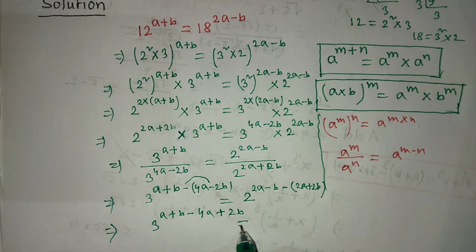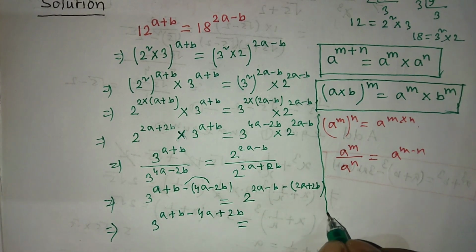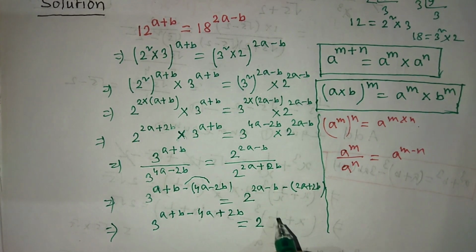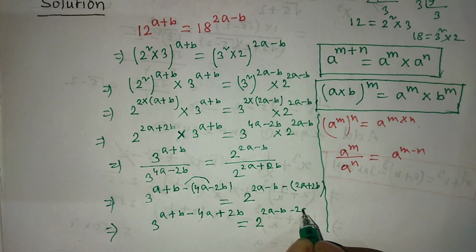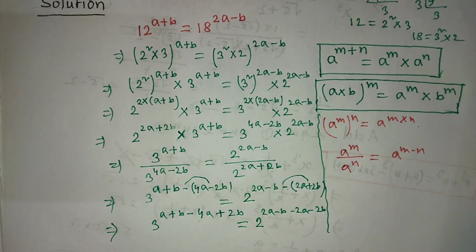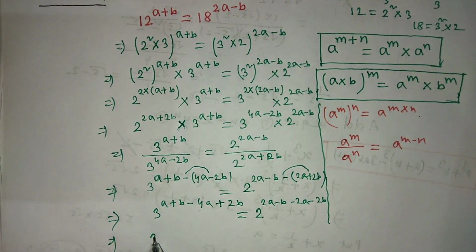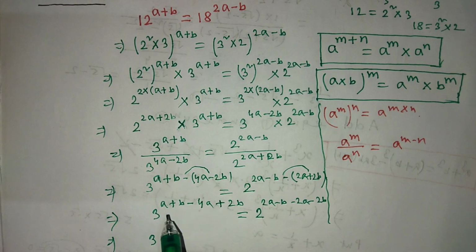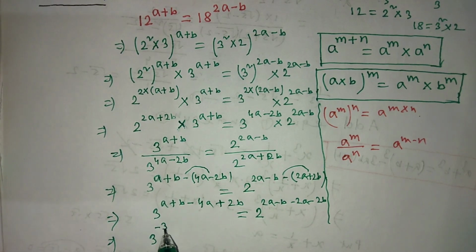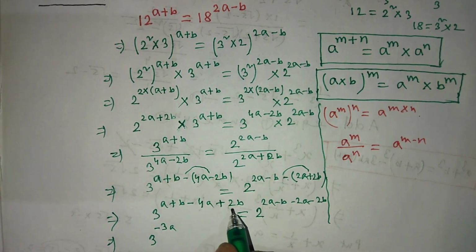Is equal to, on the right hand side again we have to apply the Bodmas rule. 2 to the power, so here is 2a minus b minus 2a minus plus minus 2b. So student, after that we have to write in here 3 to the power, so if you subtract 4a from a, we have to write in here minus 3a and plus b plus 2b, that means we have to write in here plus 3b.